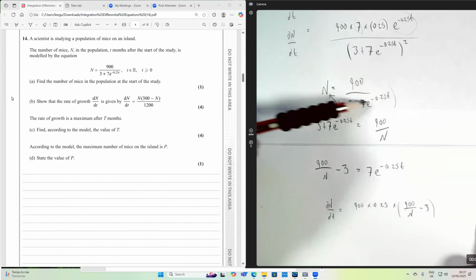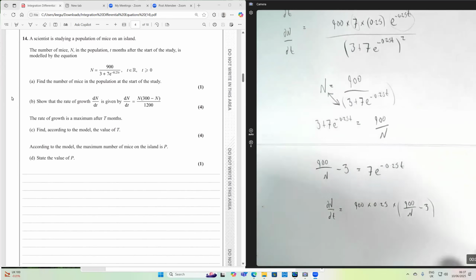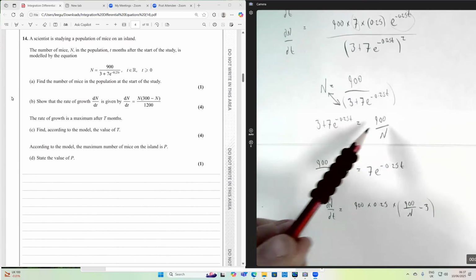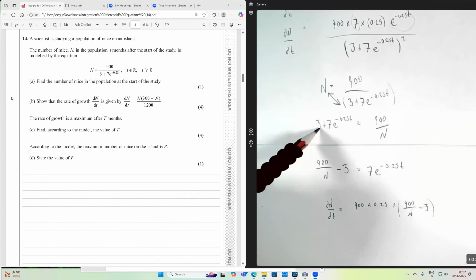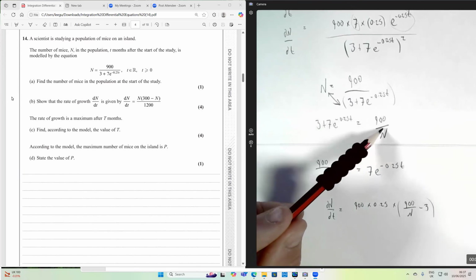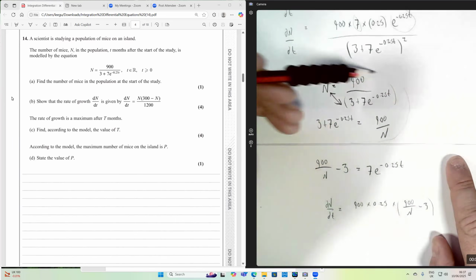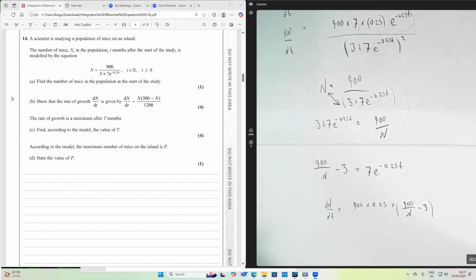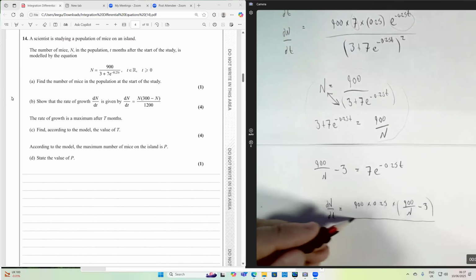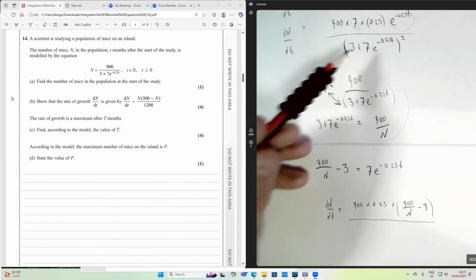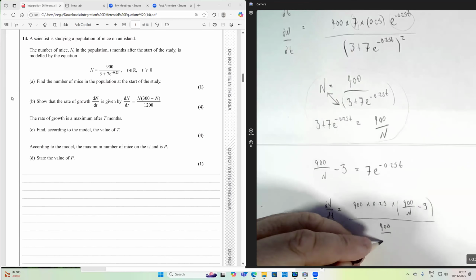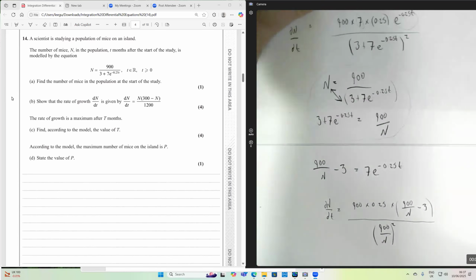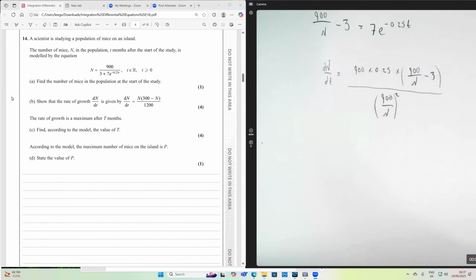Again, if we go to this original version of the equation and we swap over these two, then we can see that we can replace 3 add 7 e to the minus 0.25t squared with 900 over n squared. So we've referred back to this original expression to help us simplify. So that means that the denominator here can be replaced by 900 over n, all squared. And there we go. So we've now got something that's looking quite promising, I think, actually.